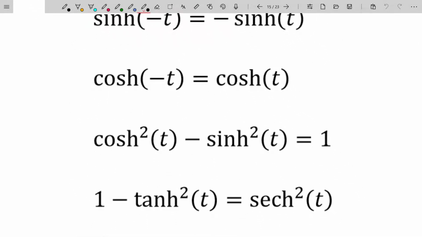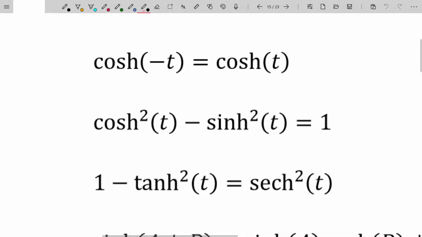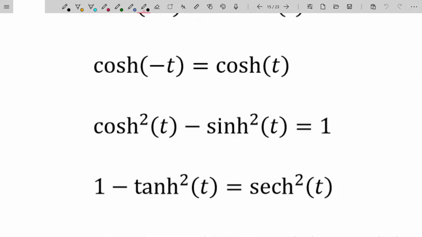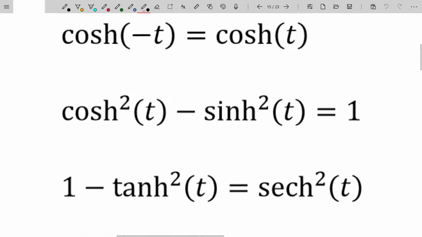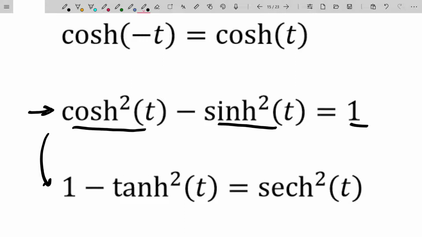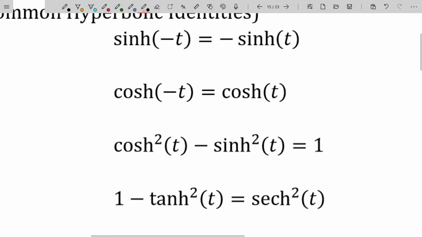And then we have the relevant other Pythagorean identities, although these are not Pythagorean, but the other identities here. For example, this one right here, you would get by dividing all three terms of this identity by cosh squared. You'd get 1 minus sinh squared over cosh squared, which is tanh squared, is equal to 1 over cosh squared, which is sech squared. So that's how you would derive that fourth identity.